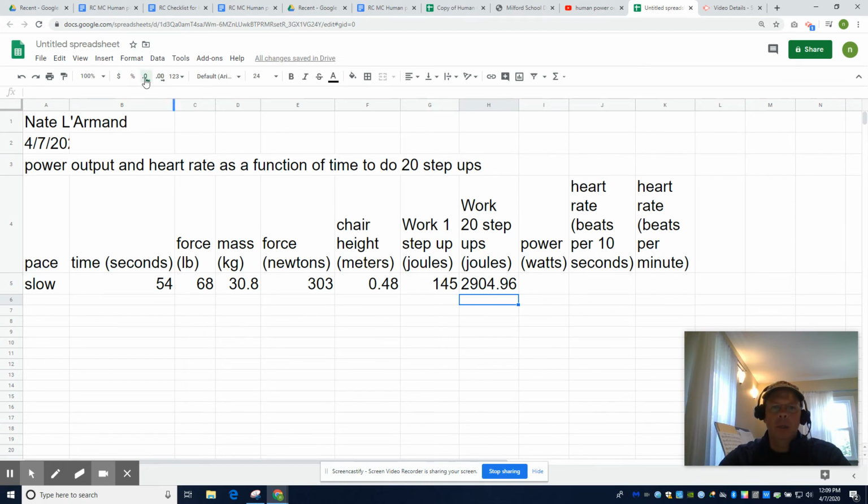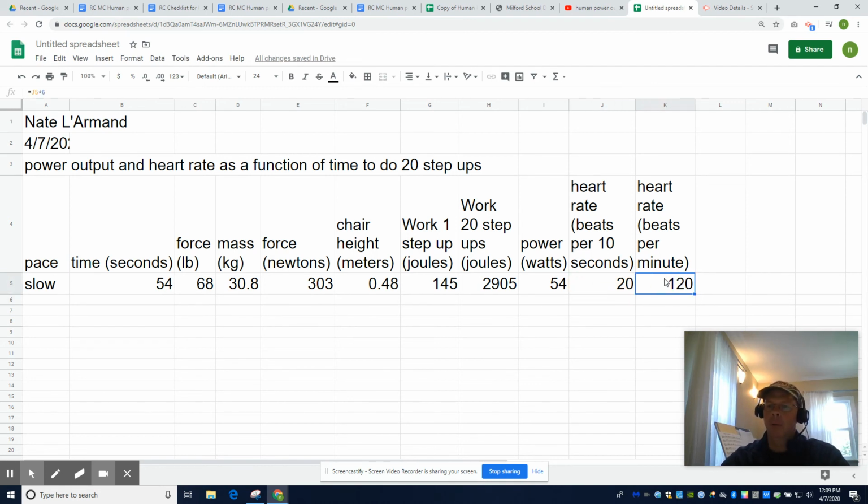And now we're going to calculate his power. Power is the rate that you do work. So we're going to do equals total work divided by elapsed time, 54 seconds. Sid was putting out about 54 watts, which, like I said, is a really weird coincidence. His heart rate was 20 beats in 10 seconds, and all you do is take that and multiply by 6 to get his beats per minute.